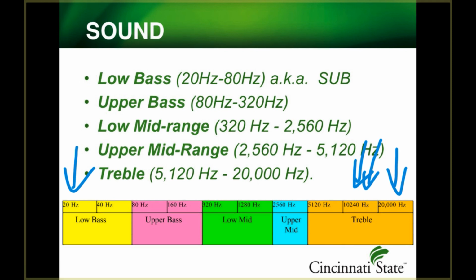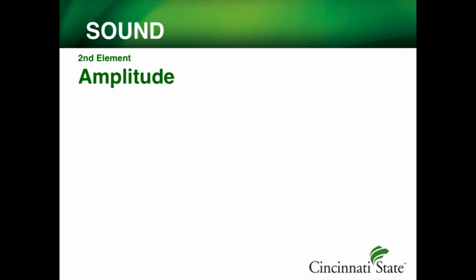Now, to be honest, in the animal kingdom, there are animals that can produce sounds lower than 20 hertz, and there are animals that can hear and make sounds above 20,000 hertz. But as humans, this is the world that we live in. We can't go lower than this, we can't go higher than this. All right, and that's it for this one, and I'll talk to you in the next one about amplitude.